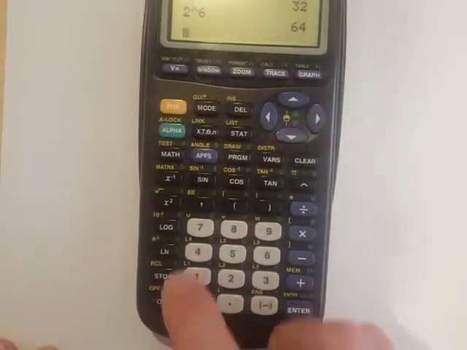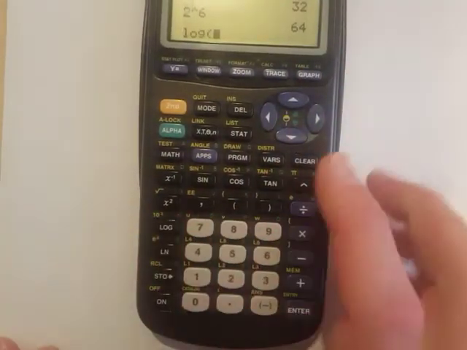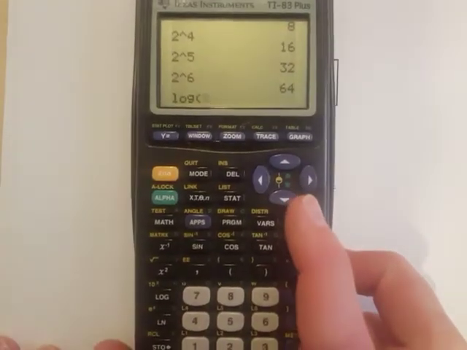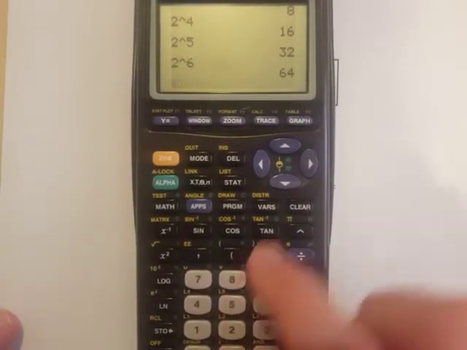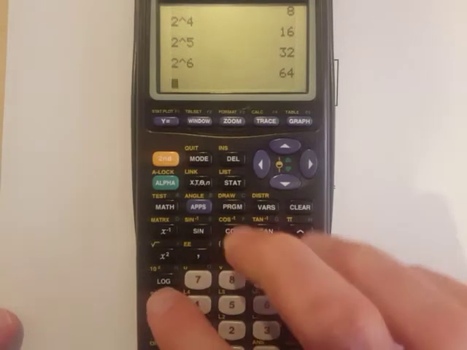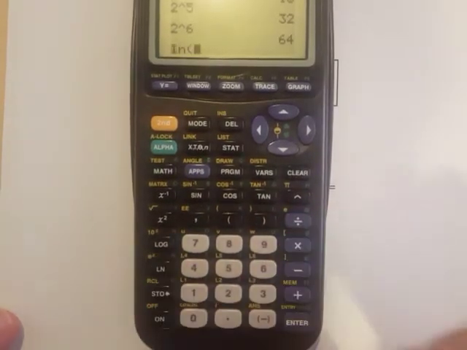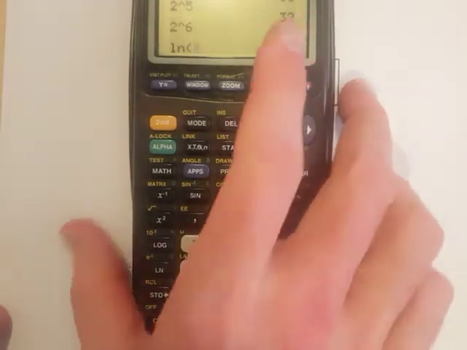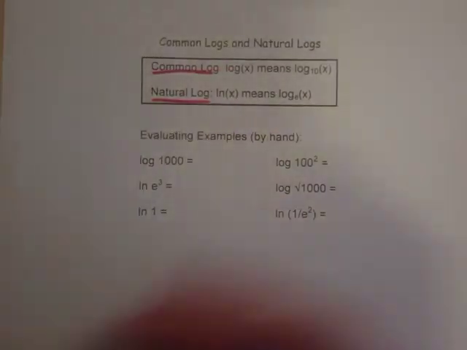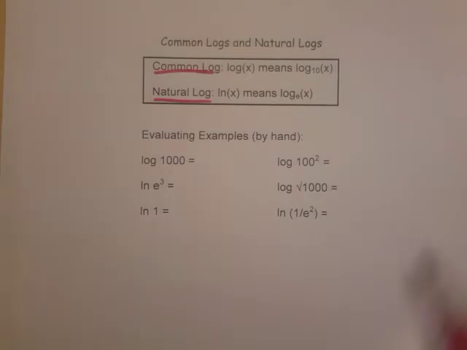We've got common log right down here. So I'll just put on your calculator, it'll just say log. Or we have natural log, which is ln. That's way down here, and so it'll put an ln there. So we can use those from time to time, but our goal is going to be to not use these, at least in these examples.